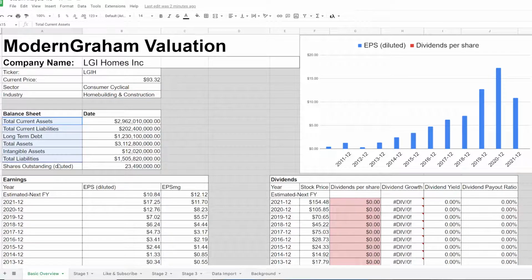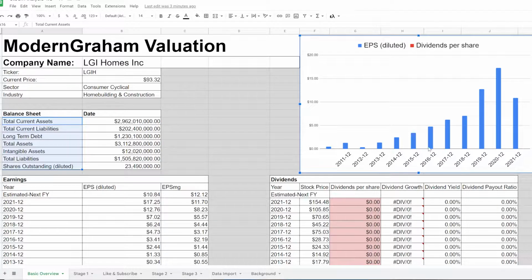Balance sheet. These are the items that I view as most important on the balance sheet, and they will all come into play in this valuation. We have total current assets and total current liabilities, long-term debt, total assets, intangible assets, total liabilities, and shares outstanding.